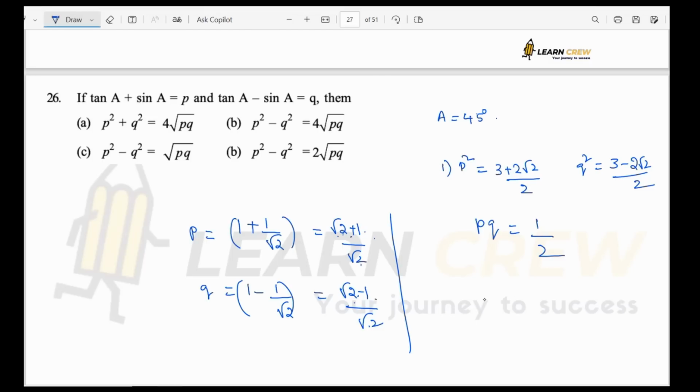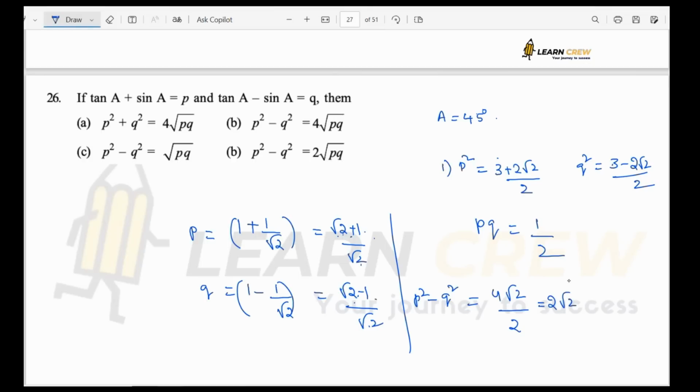So now please understand what is P square minus Q square. Please try to do it and tell me. P square means this one. Q square means this one. So 3 and 3 will get cancelled. So 2 root 2 plus 2 root 2, 4 root 2 divided by 2. So what is remaining? 2 root 2.